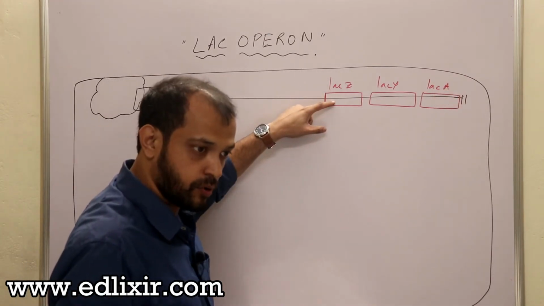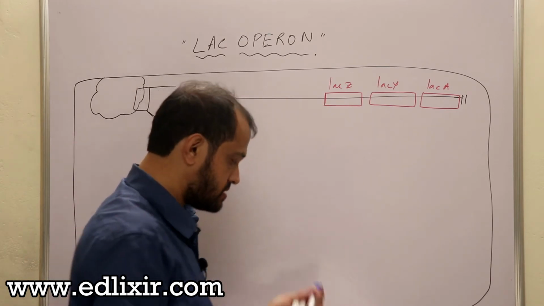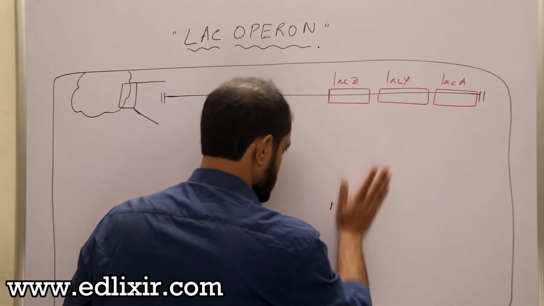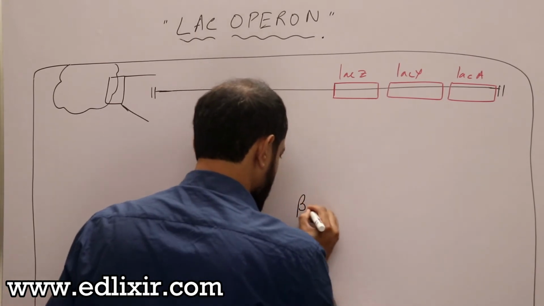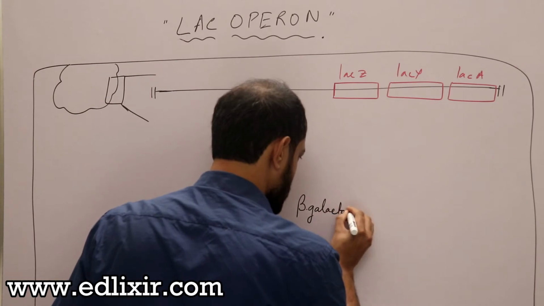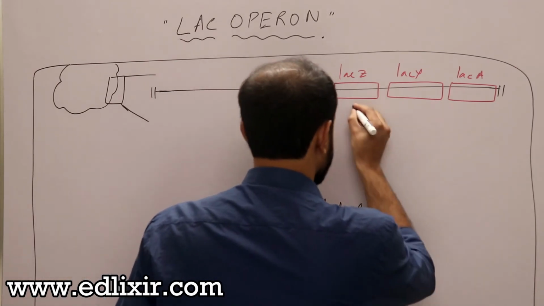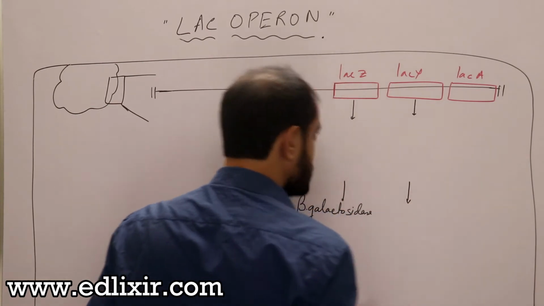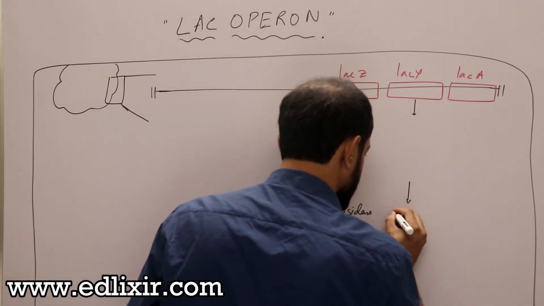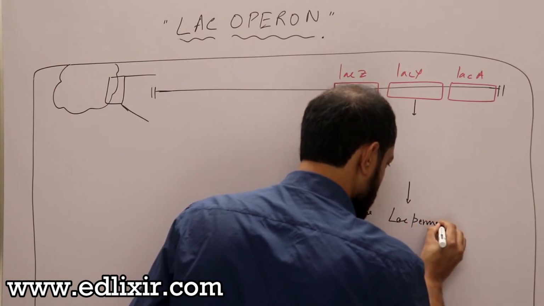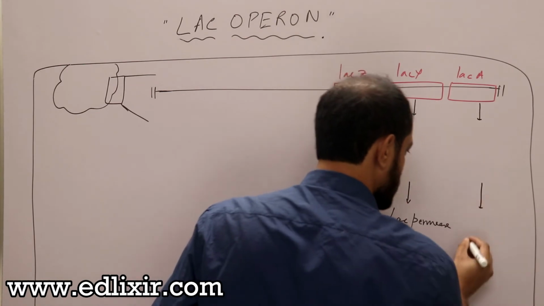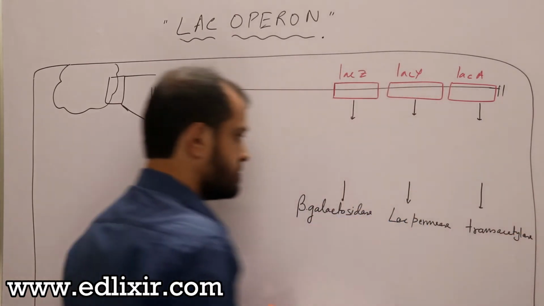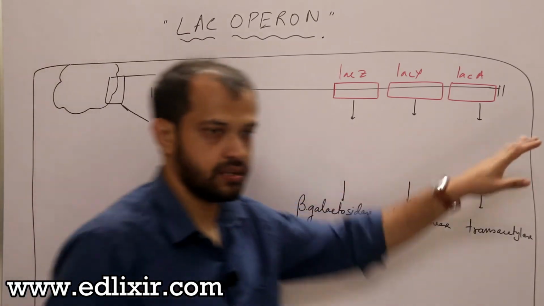LAC-Z produces an enzyme called beta-galactosidase. LAC-Y produces an enzyme called Lac permease. LAC-A produces an enzyme called transacetylase. Clear? Now, why am I not drawing these portions?